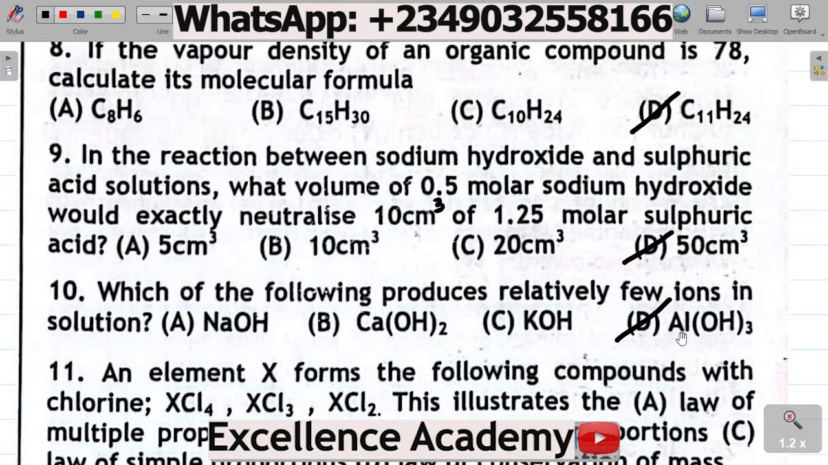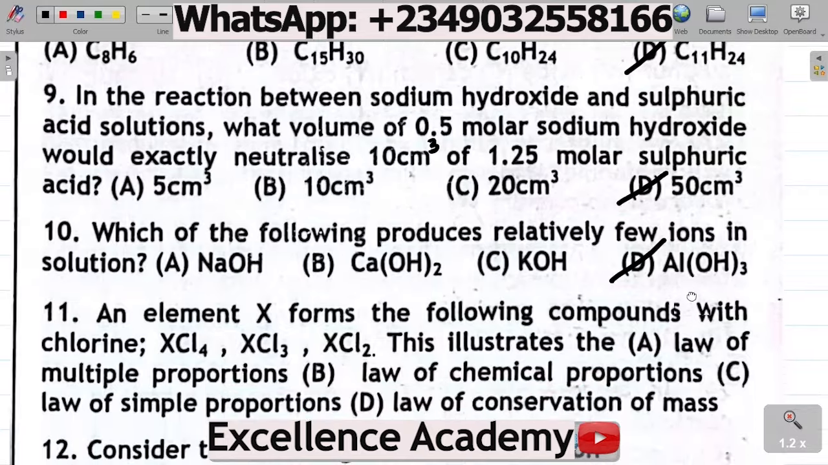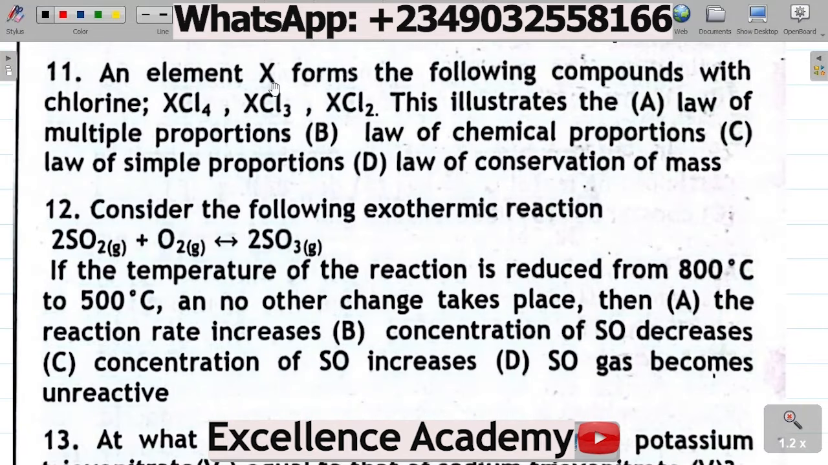So it's just slightly soluble, and hence it produces just few ions. So D is the correct answer. Question 11 says an element X forms the following compounds with chlorine: XCl4, XCl3, XCl2. This illustrates the A, law of multiple proportions, B, law of chemical proportions, C, law of simple proportions, D, law of conservation of mass. So which of these is the correct answer?